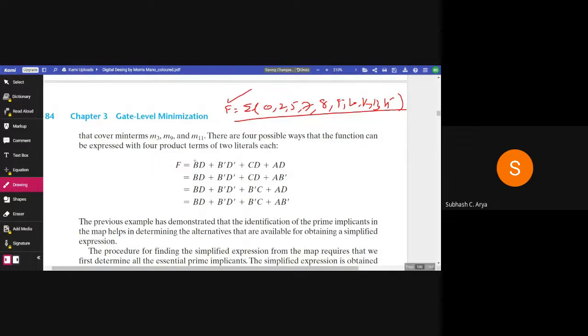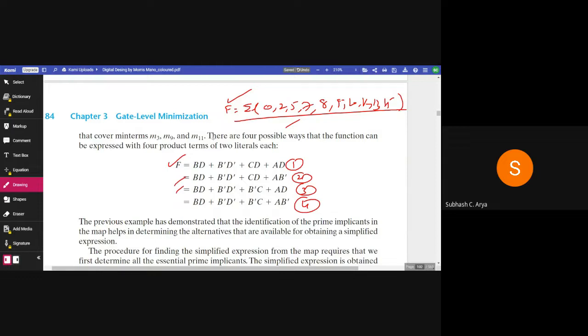There may be more than one, and fortunately for this particular problem there are four ways of minimizing. Number one is this one, number two is this one, number three is this one, number four is this one. So there are four ways of minimizing this Boolean expression. As far as correctness is concerned, all are correct. That is why we can say the solution of the Karnaugh map is not unique.